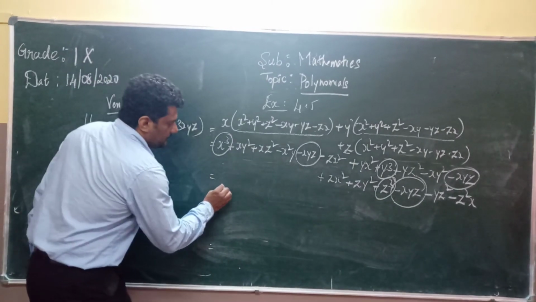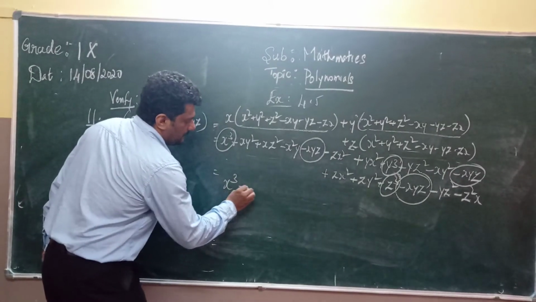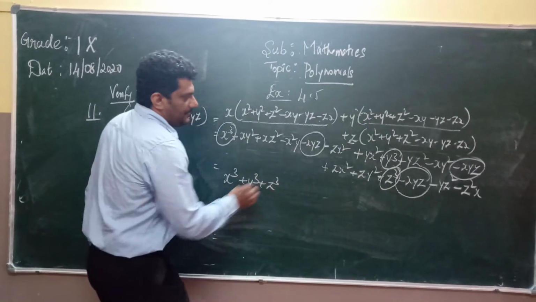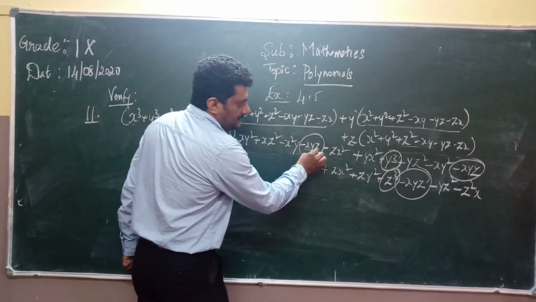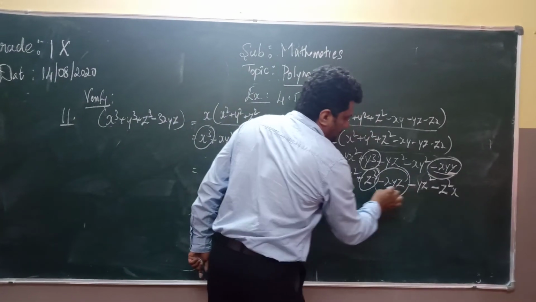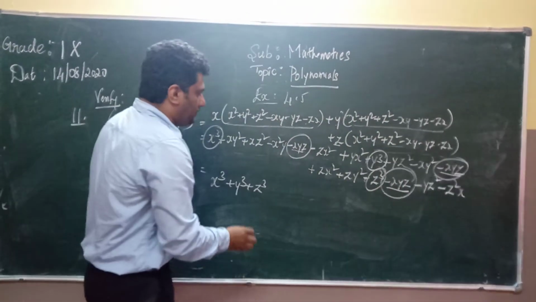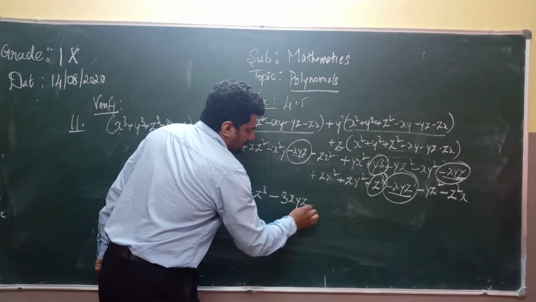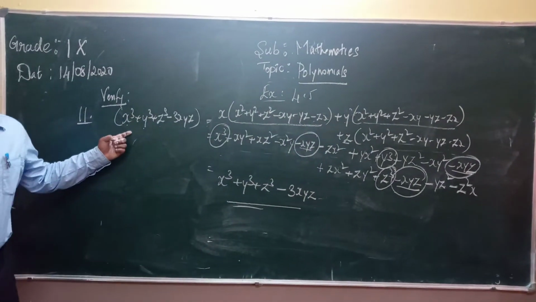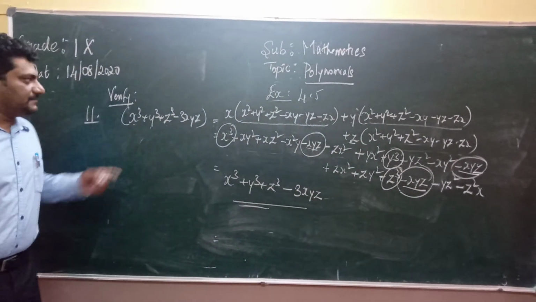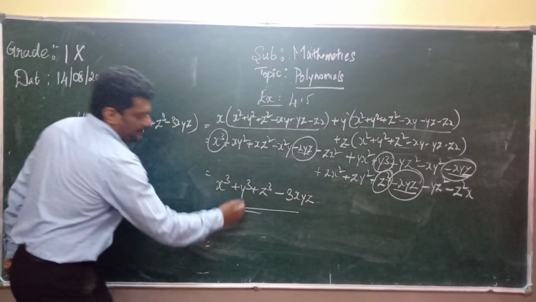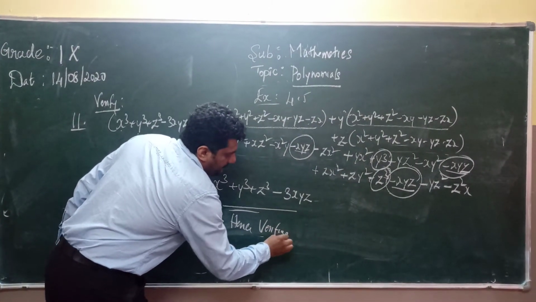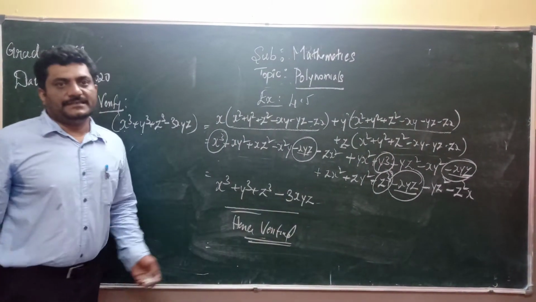So that means you are left with x cube plus y cube plus z cube. Here you see minus xyz, minus xyz, minus xyz. In total how many do we have? We have minus 3xyz. Here the same thing we got. So that means when we did this, we verified. Hence, verified. Copy down fast.